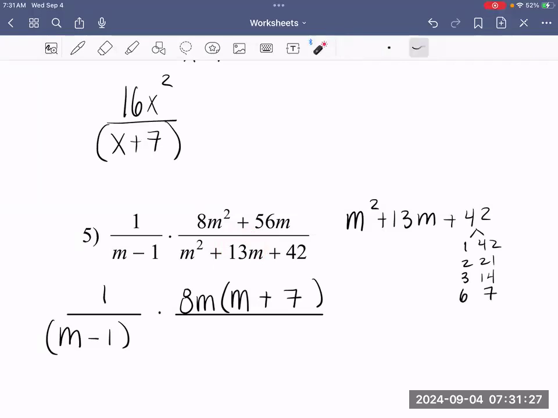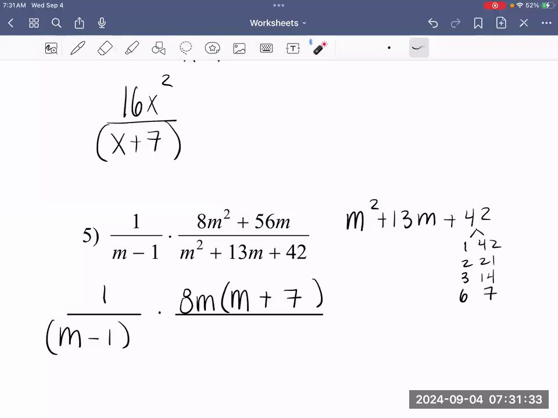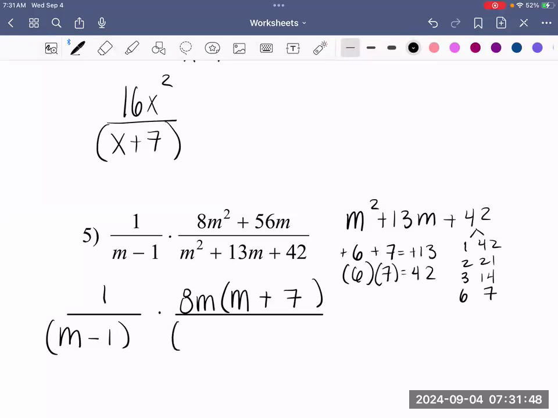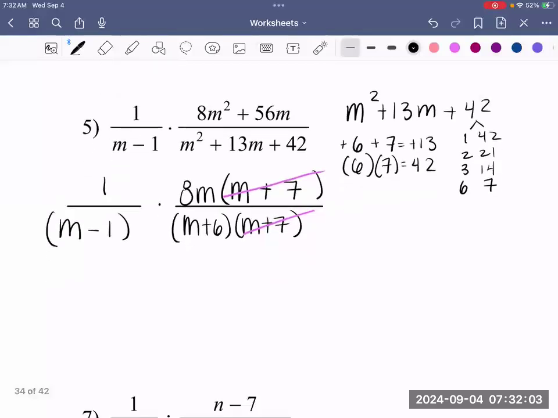And we're trying to look for, of these factors, what can get us to 13? Well, 6 plus 7 will work to get us a 13, and a positive 13 at that, if we add them both together. And when you multiply them back together, they will get you to a positive 42. So we're left with m plus 6 and m plus 7. Now, as far as canceling goes, now that everything is factored, we can then go ahead and cancel your m plus 7. So we have 8m over m minus 1 and m plus 6.